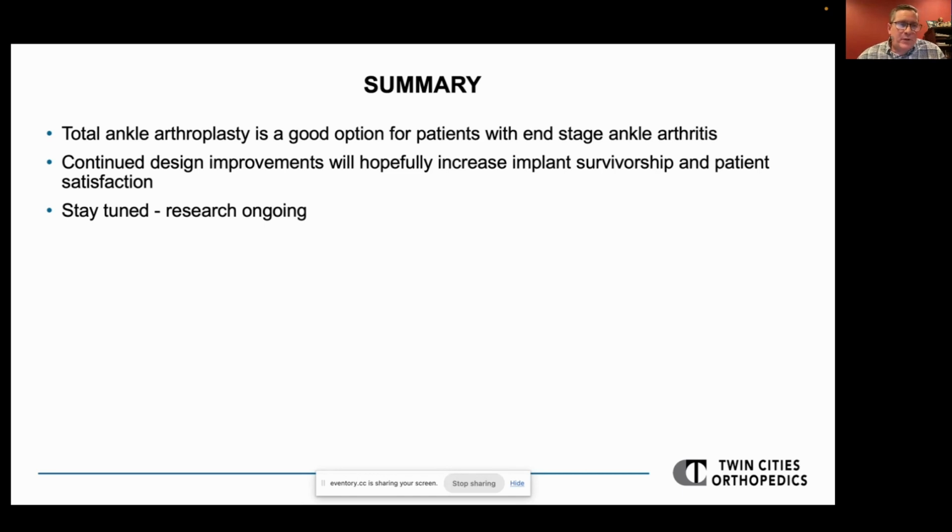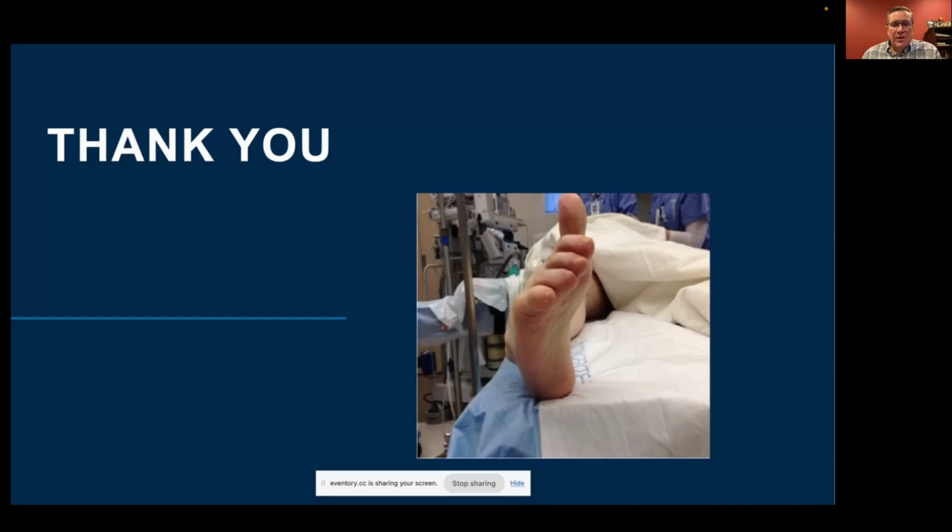Specific to this implant, we have some ongoing research. Paragon is looking at this as a 10-year prospective study where we're following these patients to make sure that it is ingrowing like we want, that patients are having good functional outcomes, and that those outcomes are long lasting. So that's what I have.